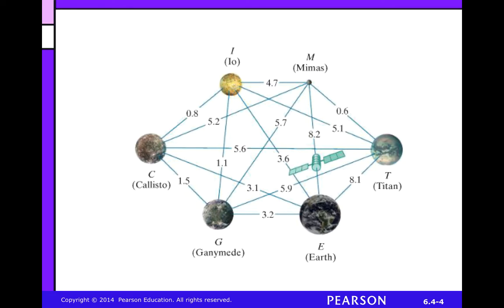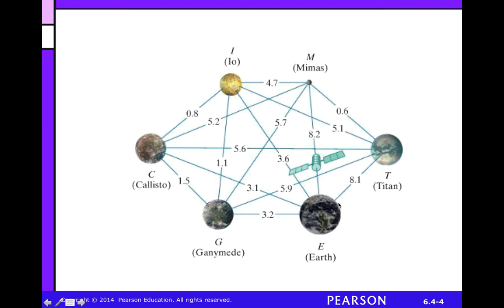So instead what you do is you say, okay, fine. I'm not going to try to get the best path necessarily. I'm just trying to get a good route, and I want to get that good route quickly. So if we're going to start at Earth, it seems like a reasonable thing to do is go to Callisto, because that's the least cost path leading from Earth.